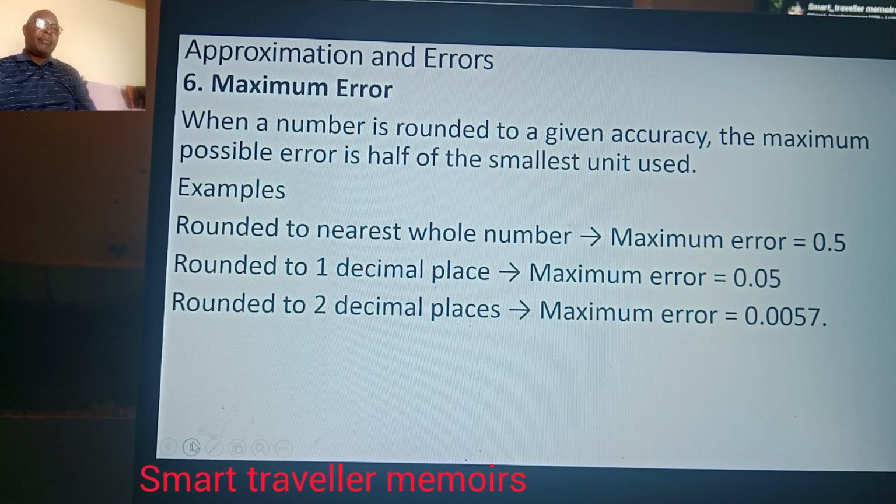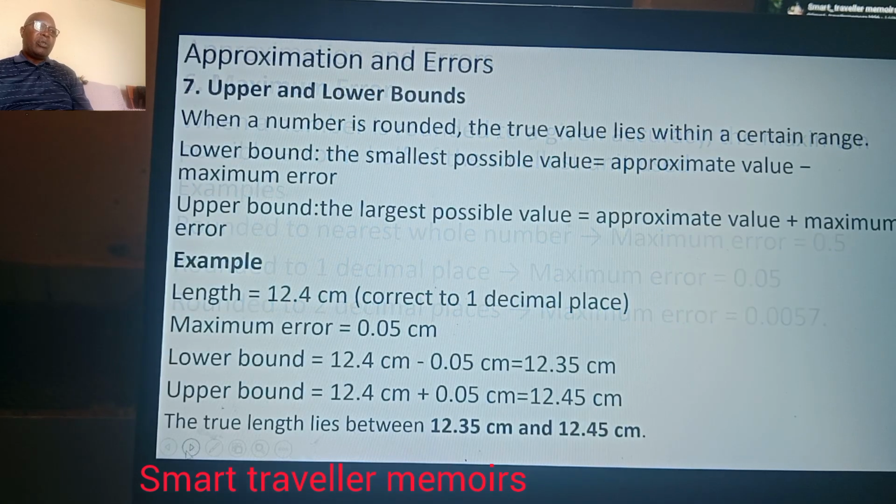Maximum error. When a number is rounded to a given accuracy, the maximum possible error is half of the smallest unit used. Example, rounded to nearest whole number implies maximum error is 0.5. Rounded to one decimal place implies maximum error is 0.05, and when you round it to two decimal places, maximum error is equal to 0.005.